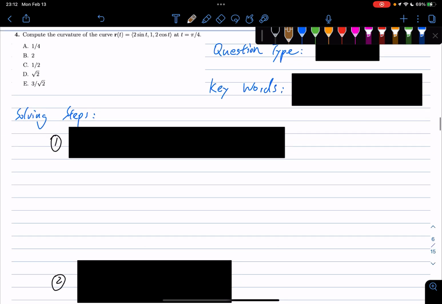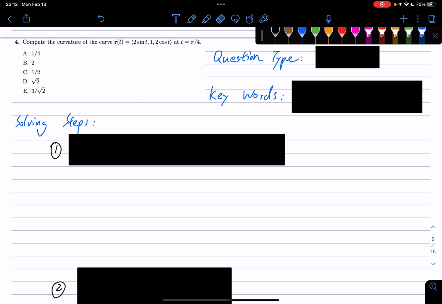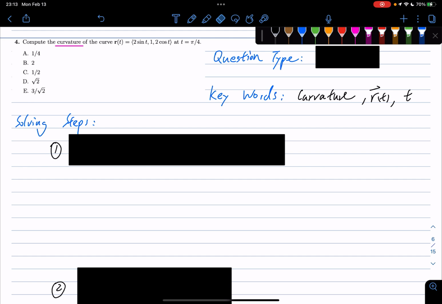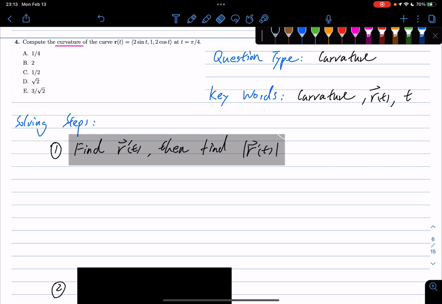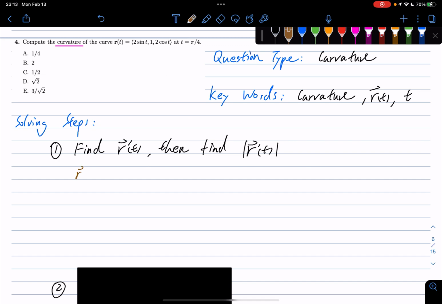Question number 4. Compute the curvature at t equals pi over 4, right? I think everybody can agree that the keyword here is curvature. That is telling you this is a curvature problem. The keywords are curvature, r of t, and a particular time. So a curvature problem is very simple, very straightforward. It's just quite a bit of math to do, but we'll get through it. The first step is to find r prime of t and then find the magnitude of that. So r of t equals, I'm just going to copy it down, 2 sine t, 1, 2 cosine t.